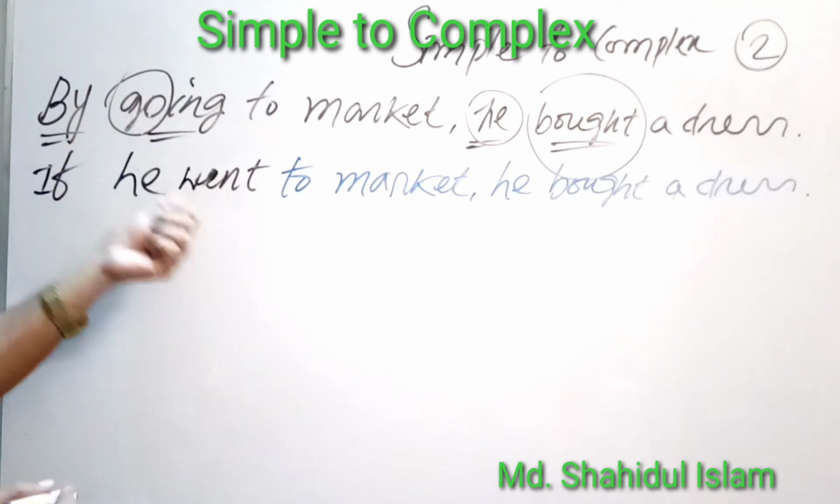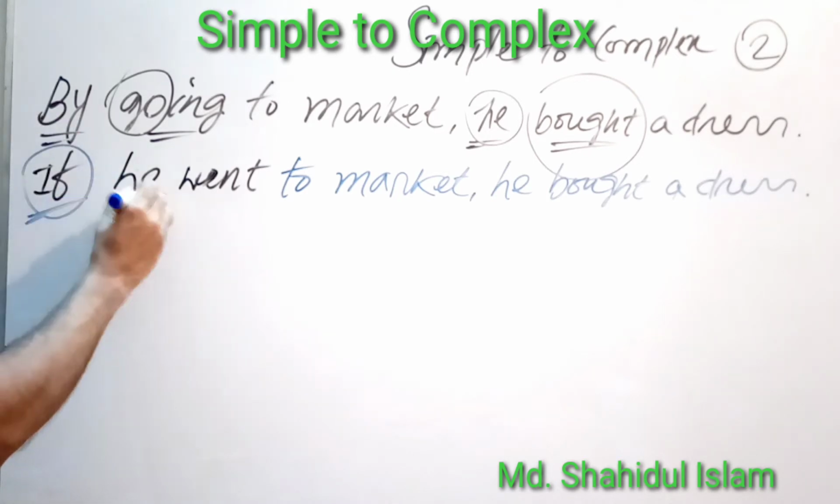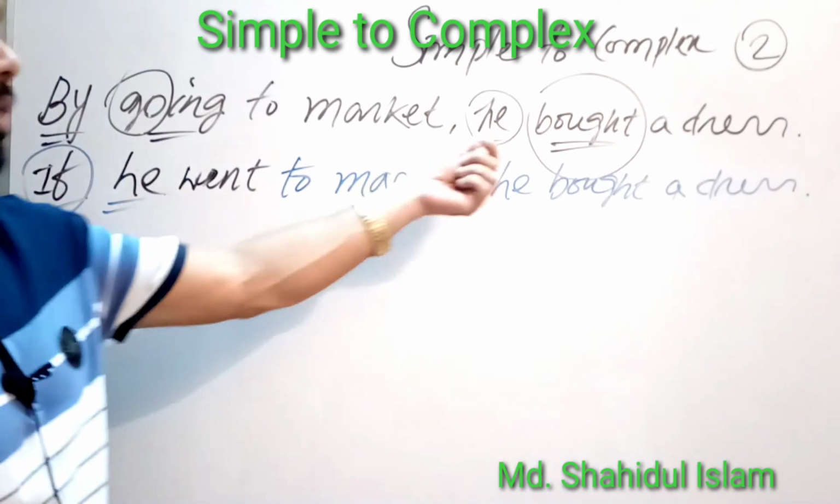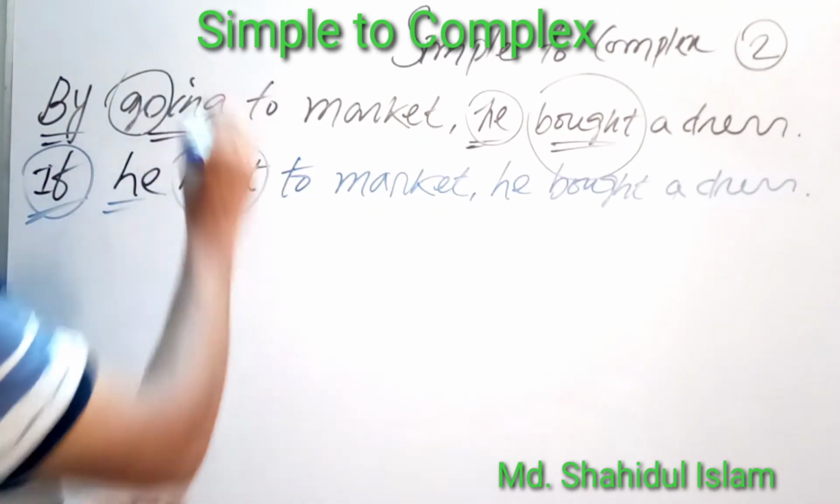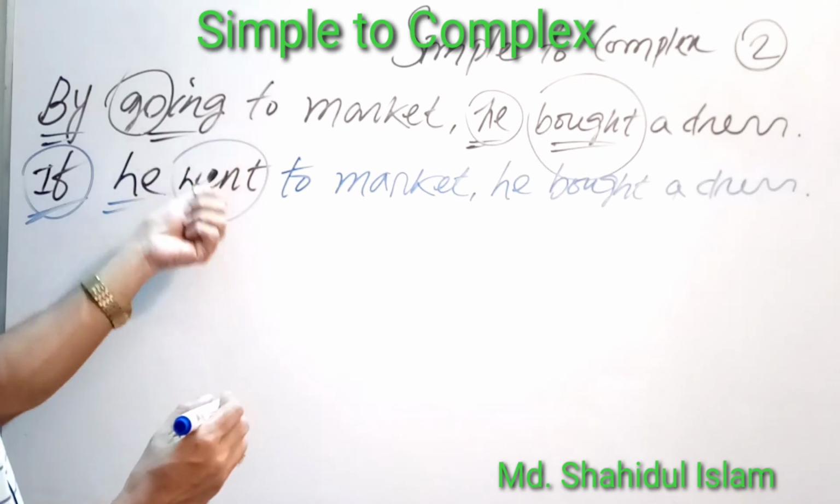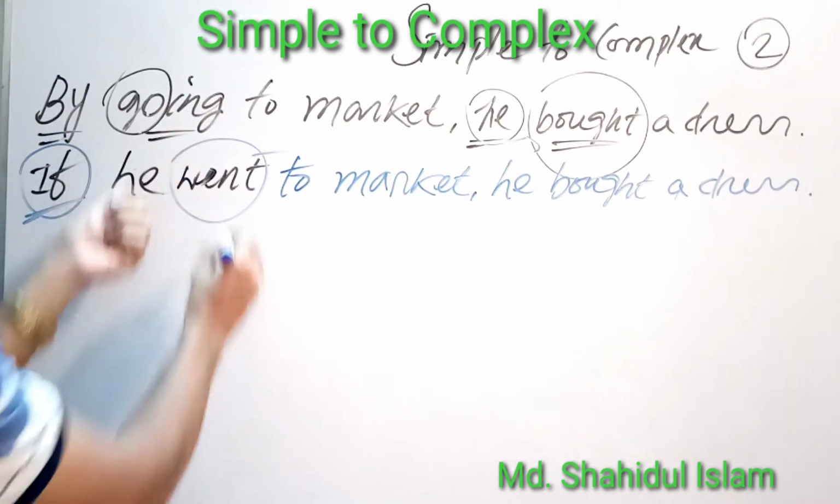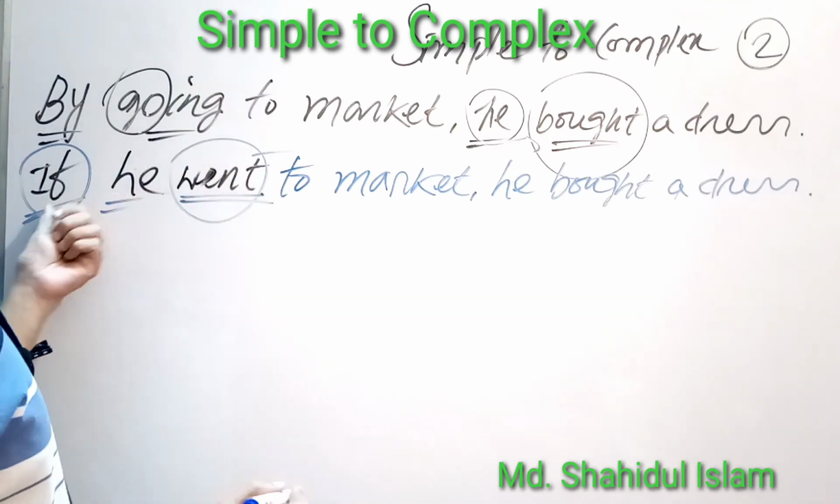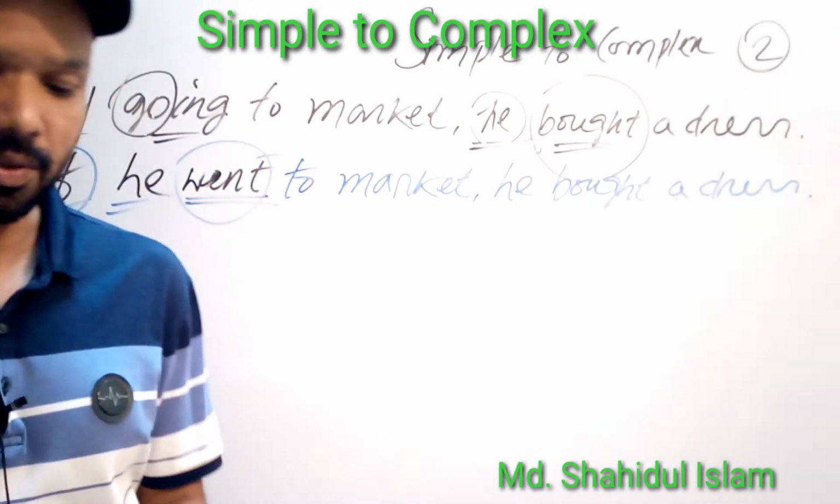I repeat, when you find this type of sentence, the sentence starts with by plus gerund, then you have to make it into complex in this way. First of all, you have to use if. Then you have to bring subject. There is a subject, so you have to put this subject here. Then you will have to use a verb. It is past or present, it depends on this verb, and past verb comes from here. So if he went to market, he bought a dress. It is done into complex sentence.